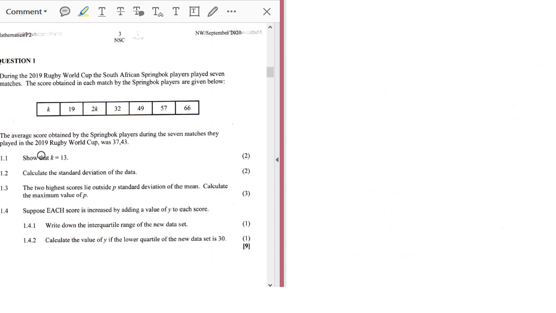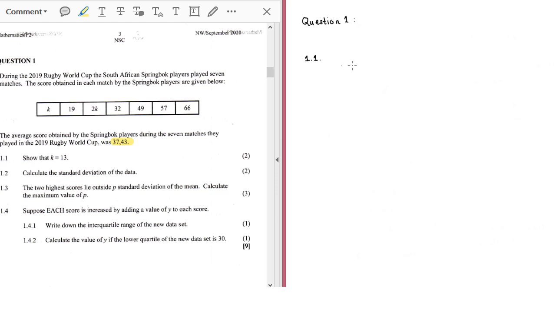They say that the average score obtained by the Springbok players during the 7 matches that they played was 37.43. The first question wants us to show that K is equal to 13. Since K is part of our data set, we need to use this information about the average in order to show that the value of K is equal to 13.